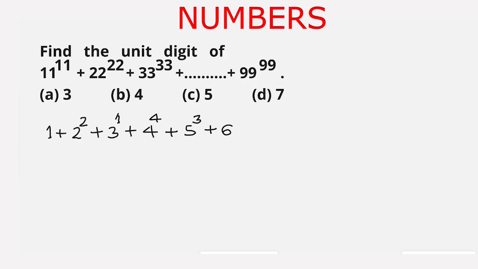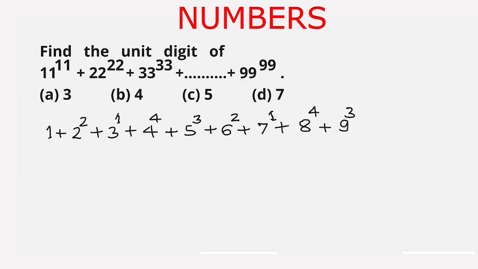66 minus 64 is 2, plus 77 has ones place 7, and power 77 when divided by 4 leaves remainder 1, as 19 times 4 is 76, and 77 minus 76 is 1, plus 88 to the power 88. 88 has ones place digit 8, and power is completely divisible by 4, so we will write it as 4, plus 99 has the ones place digit 9, and the power 99 when divided by 4 leaves remainder 3, as 24 times 4 is 96, and 99 minus 96 is 3.